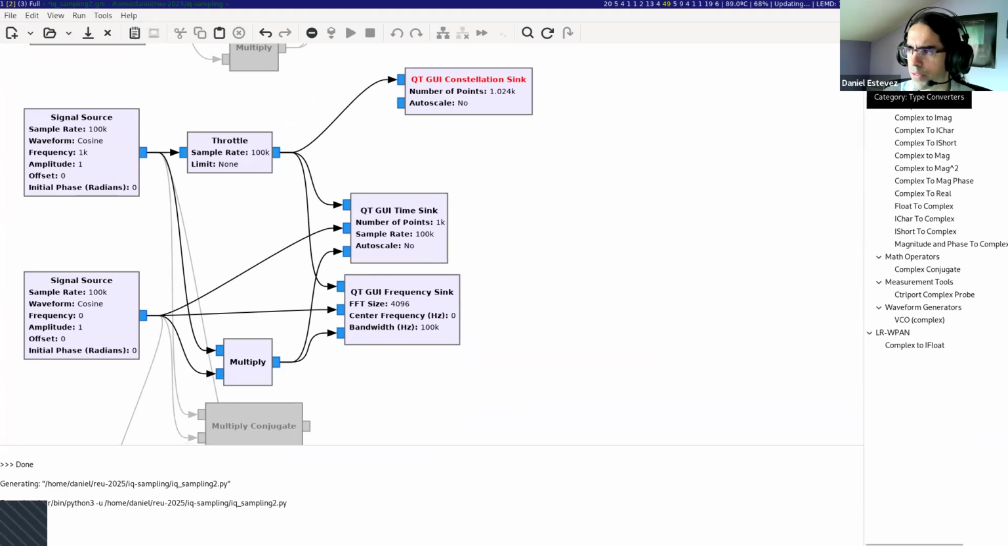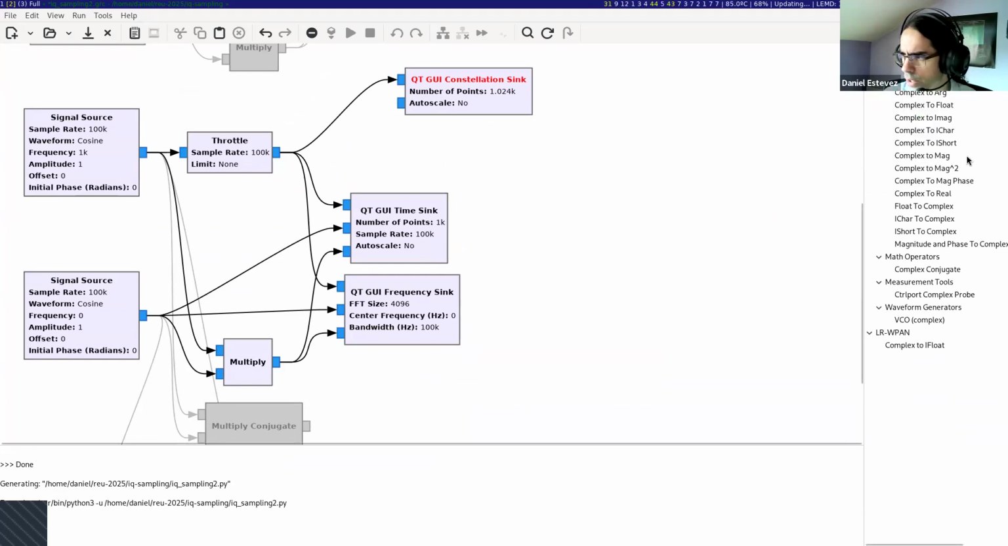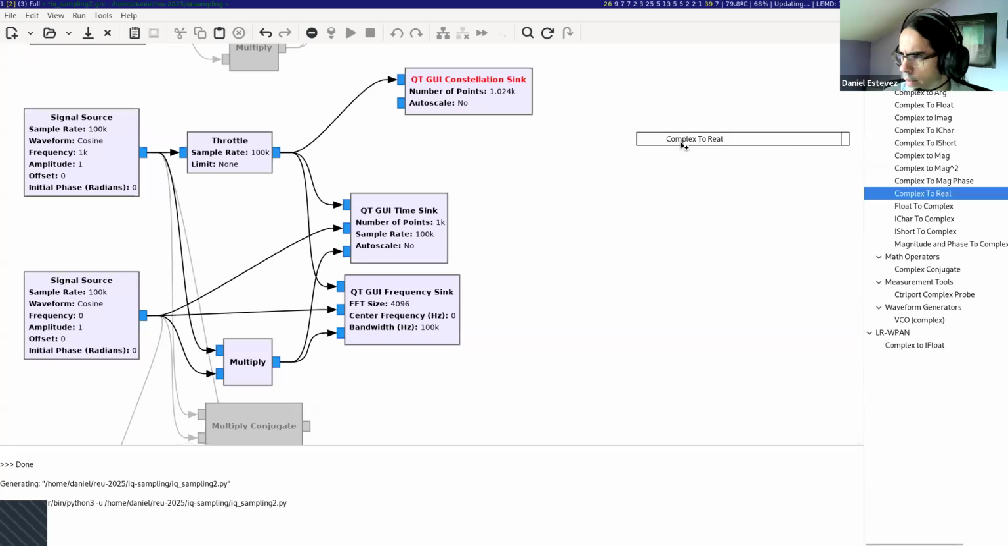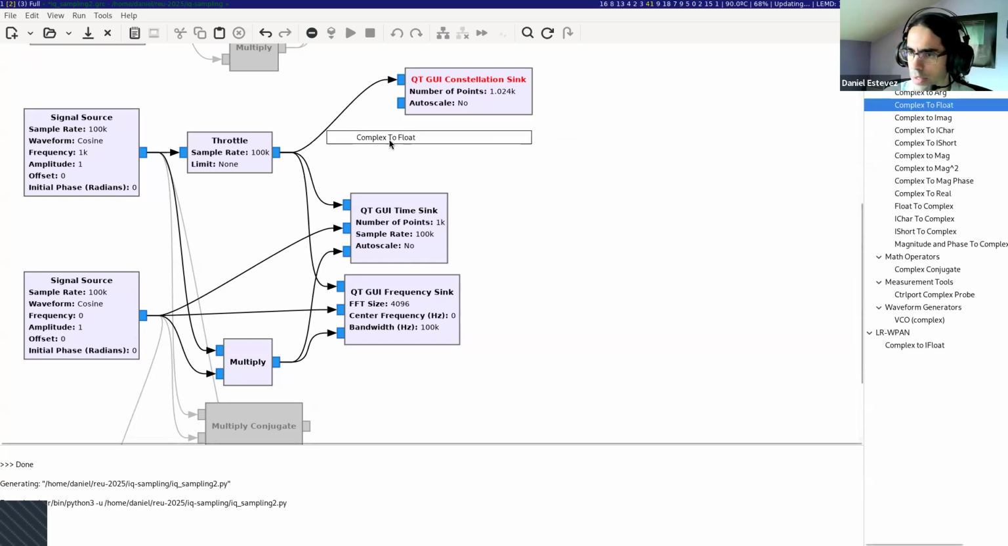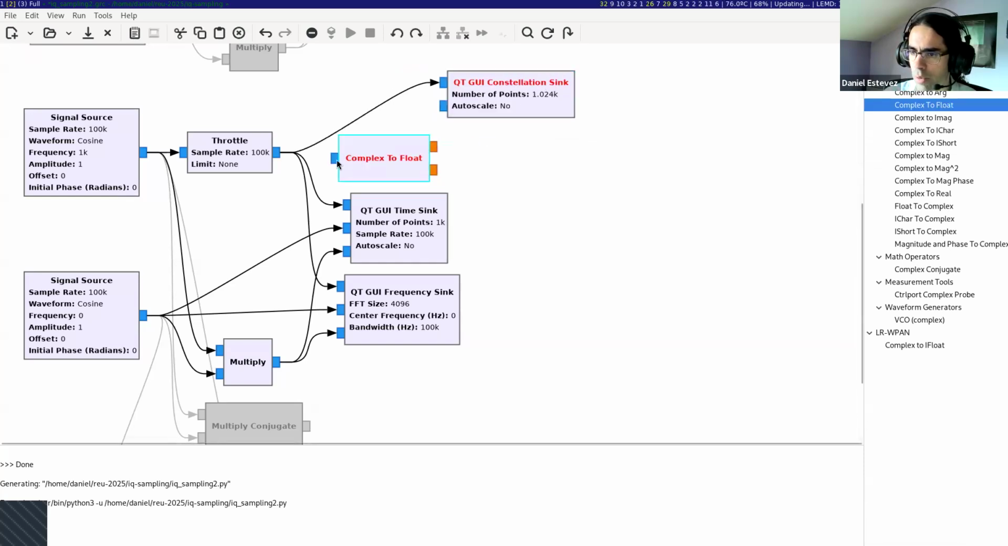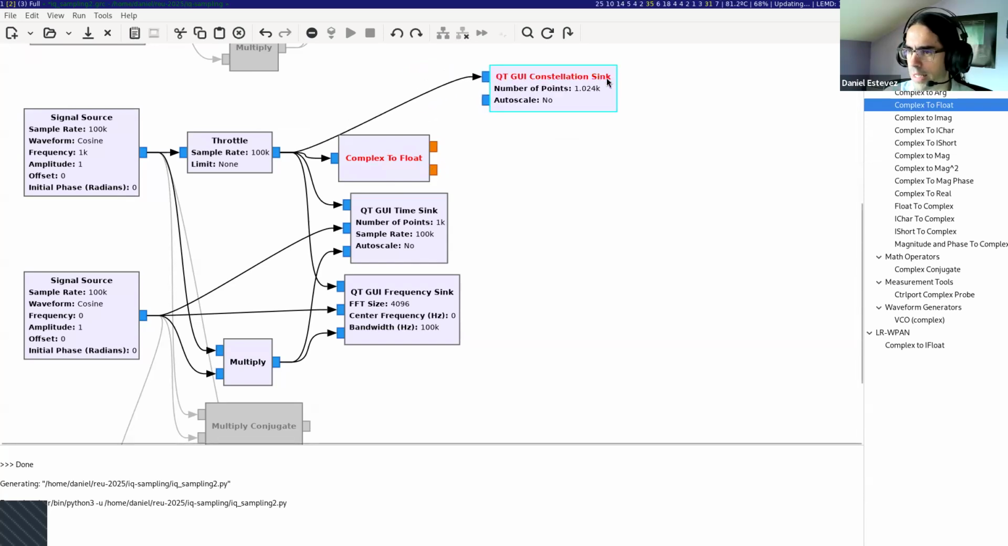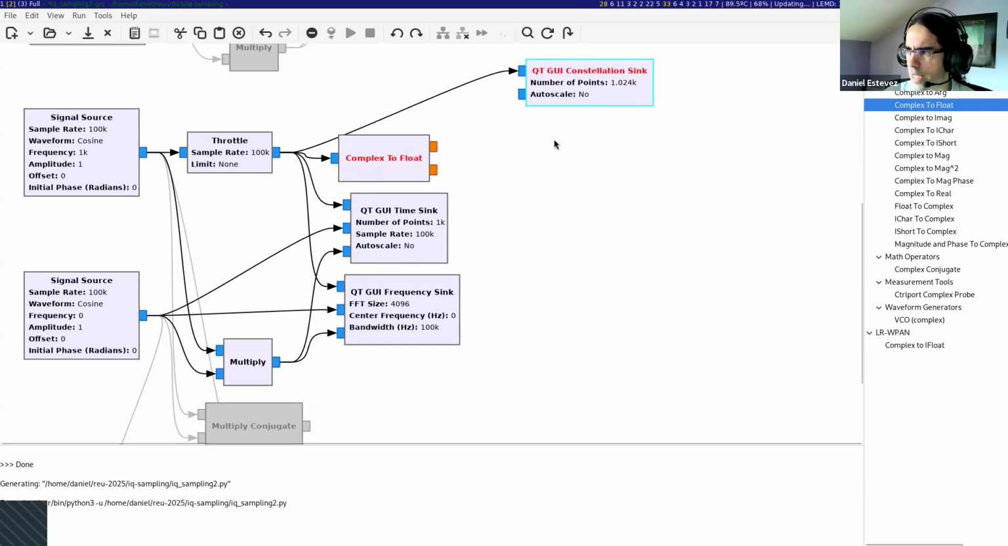There are some type converter blocks. So when you want to convert from complex to real, or actually complex to float, this one will give you access to the real and imaginary parts separately. You can see the first output port is called re for real part. The second is called im for imaginary part. And what I want to do is basically connect.